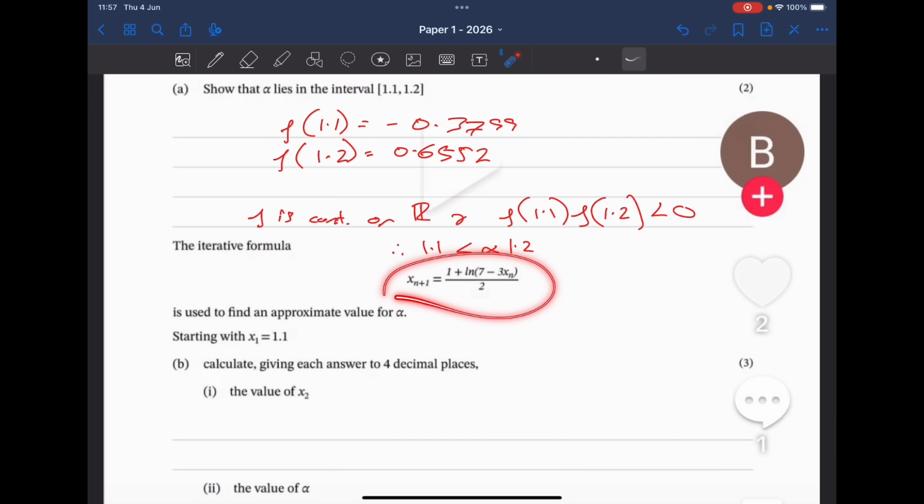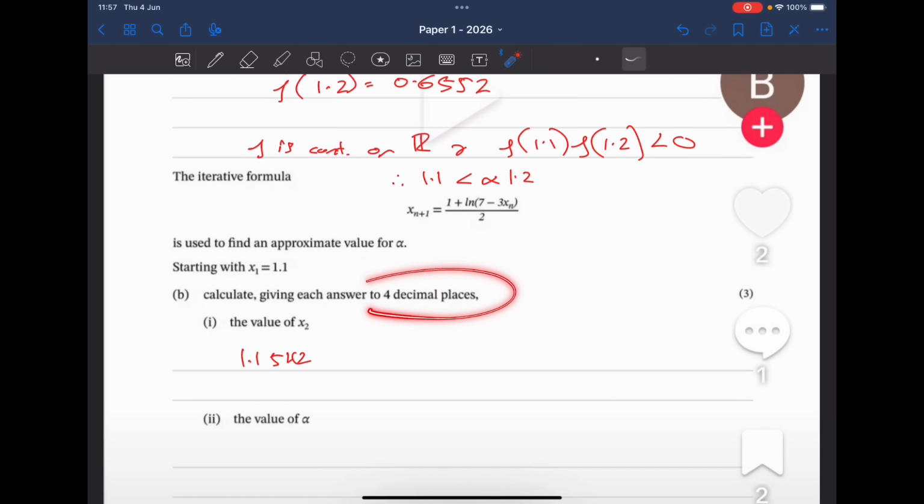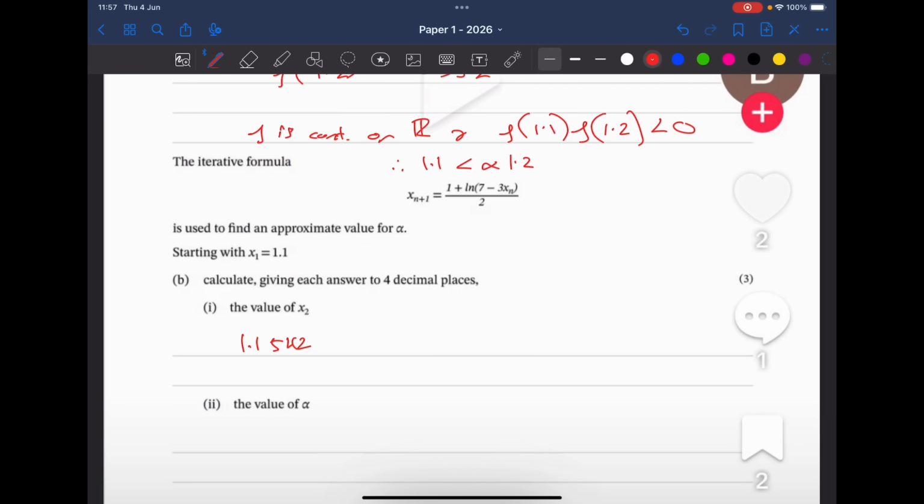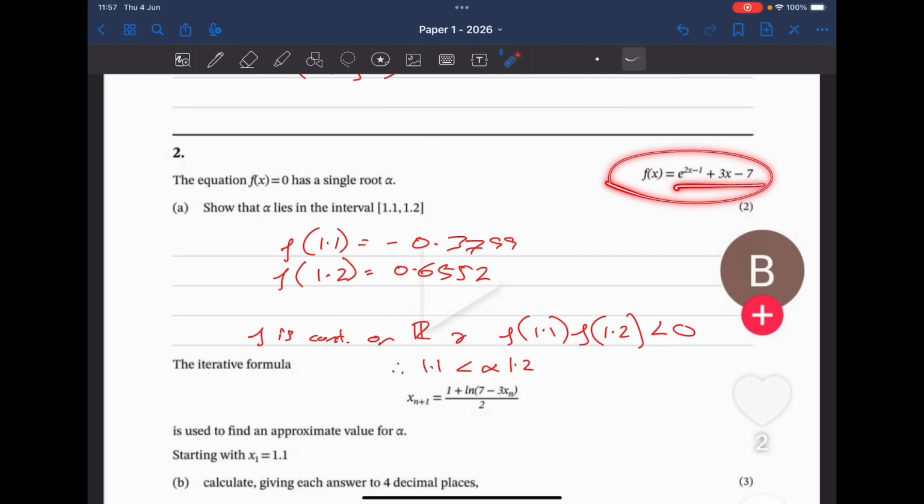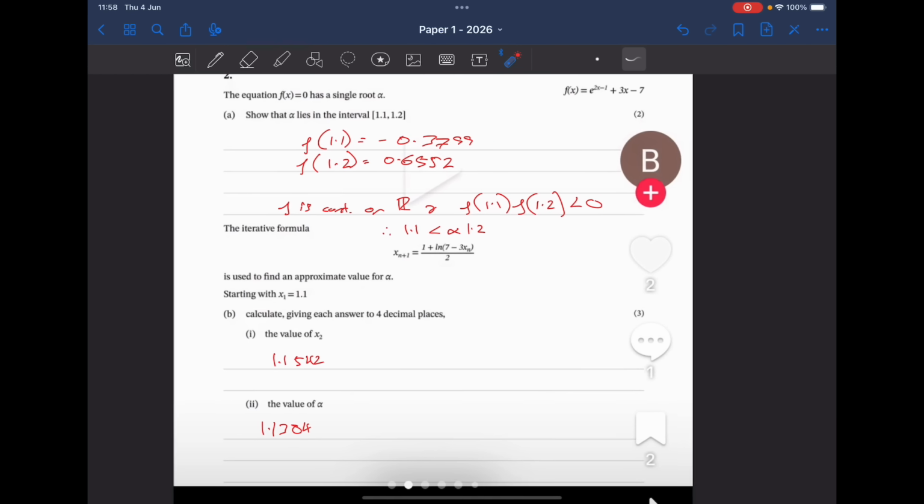Iterative formula, just plug in the numbers. We've been given the formula, x is 1.1 to start. The first one, I got 1.1542. And then the value for alpha to 4 decimal places, just keep whacking equals. Put this in, answer for this bit, do you know what I mean? Keep whacking equals till it comes through and settles. What we got was 1.1384. And if we look at the graph of this thing they've given us, it does cross at that point. If you look at the decimals, that is where it does cross. So that looks correct for me.